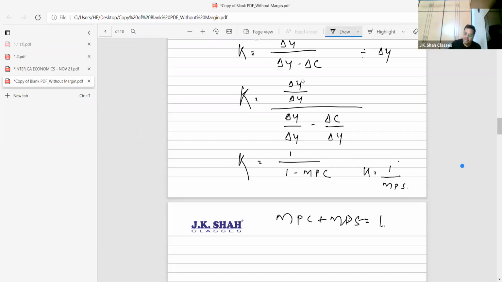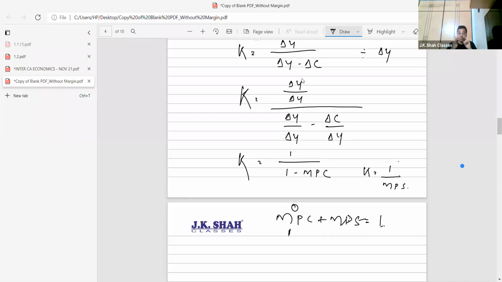When I say MPC plus MPS is equal to 1, now you tell me, what is the maximum value MPC can have? All of you tell me. Superb. Maximum value can be 1. And what is the minimum value MPC can have, Shalini? 0. When I say MPC is 1, it means whatever income you earned, all money you have spent on consumption.